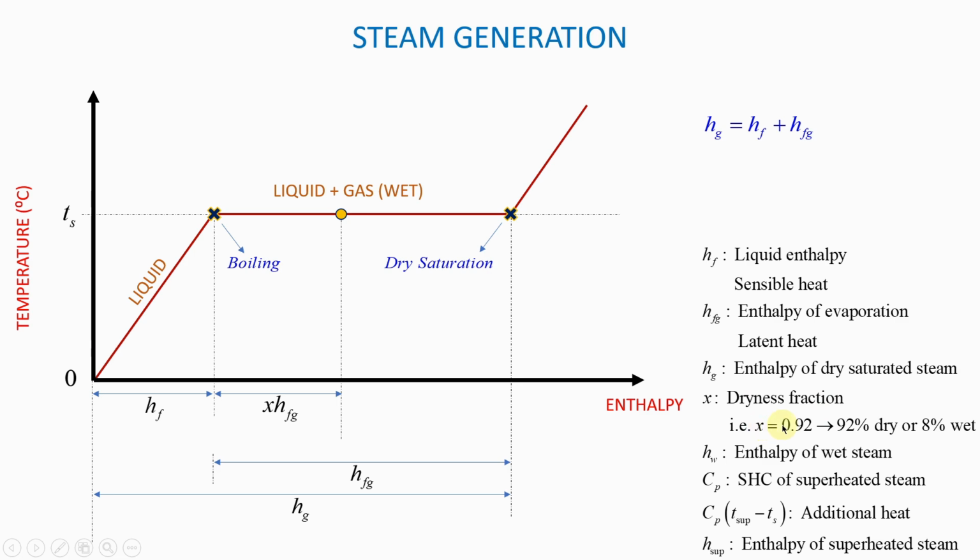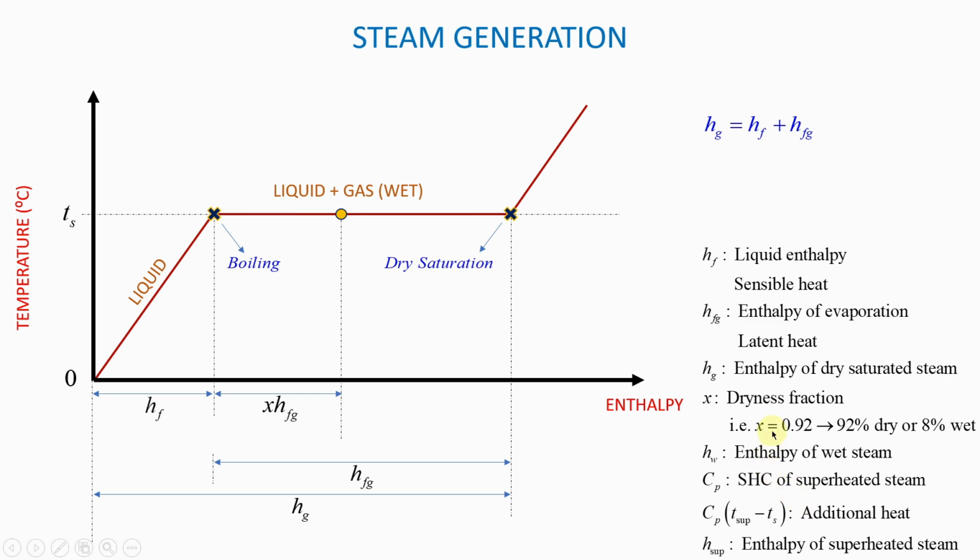So for instance, if they say to you that x is equal to 0.92, it means that the wet steam that you have here is 92% dry, so it's close here, okay? If they say to you that x is equal to 0.92, it means that the dryness fraction of this wet steam is 92% dry. So it's almost completely dry. Completely dry, it's when it reaches dry saturation. That is 100% dry.